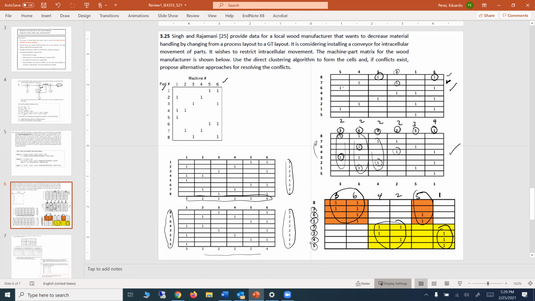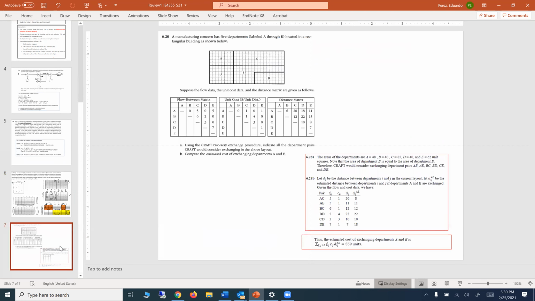Good. So the last problem is on the CRAFT method. This is the last question of assignment number three. In this one, you're asked to look at the information that is given. Here, we have five departments, and each of these departments has some information. We have the flow between the departments and the unit cost for the flow. For example, from A to C, you have a flow of 5 units and it costs you $1 per unit to move those 5 units from A to C.